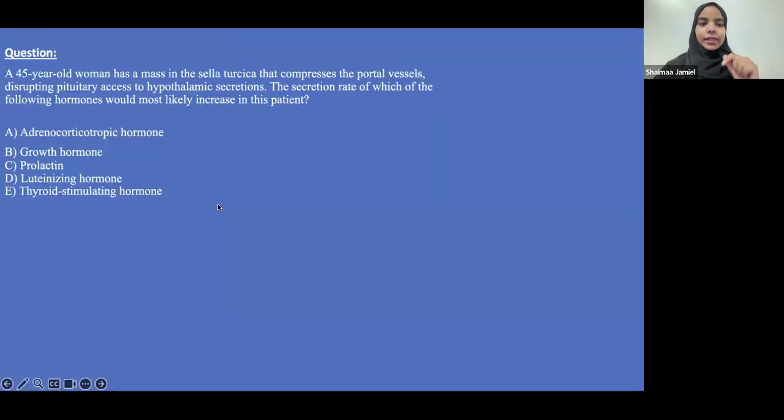Okay. So next question. A 45-year-old woman has a mass in the sella turcica that compresses the portal vessels, disrupting pituitary access to hypothalamic secretions. The secretion rate of which of the following hormones would most likely increase in this patient? C, perfect. So it is C, and why is that? We're going to see in a bit.